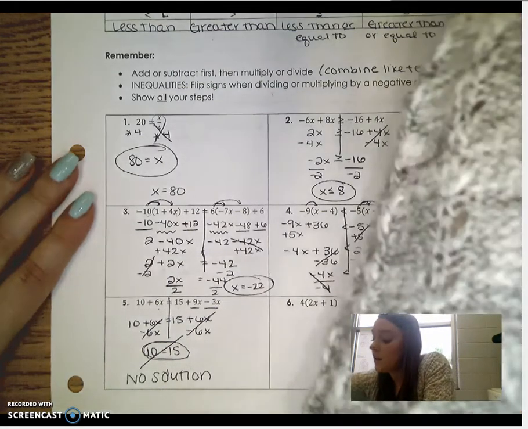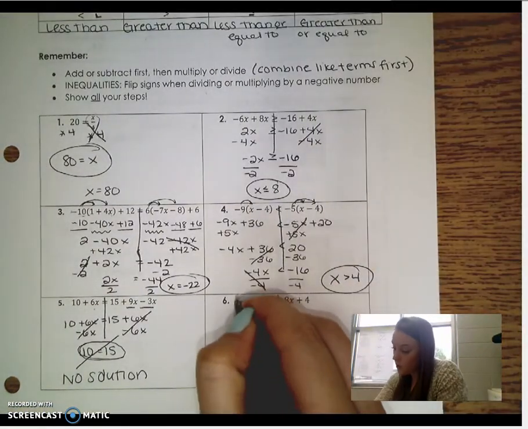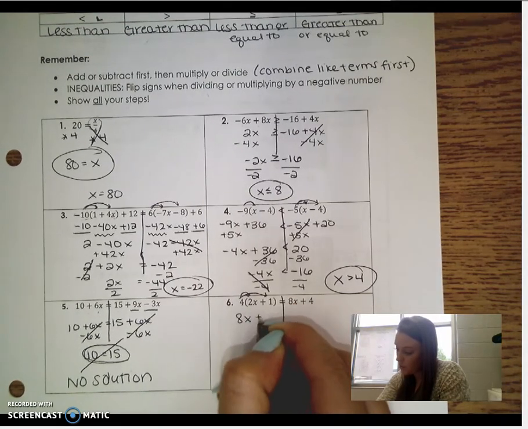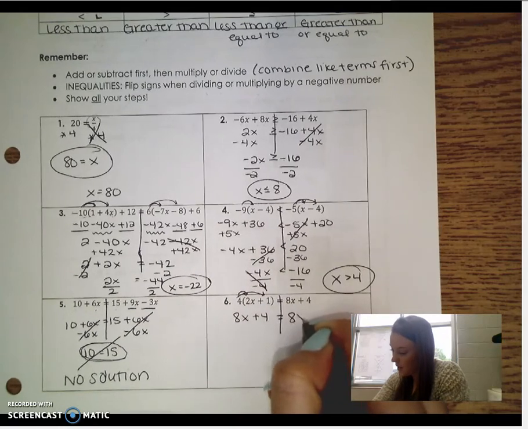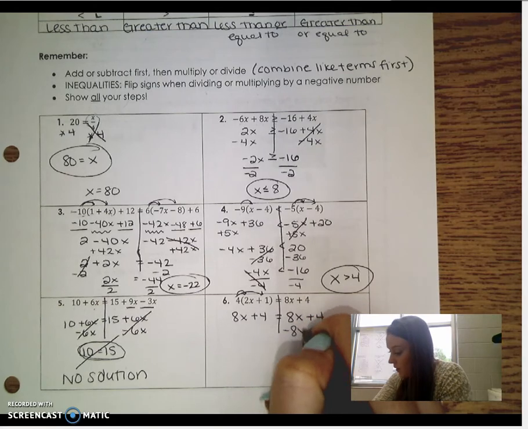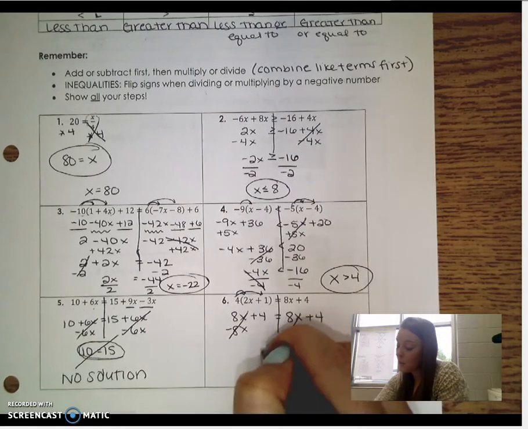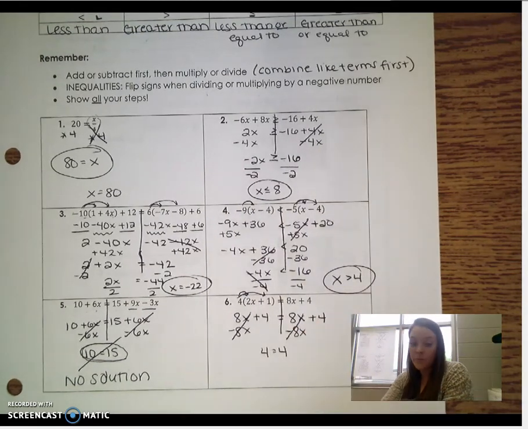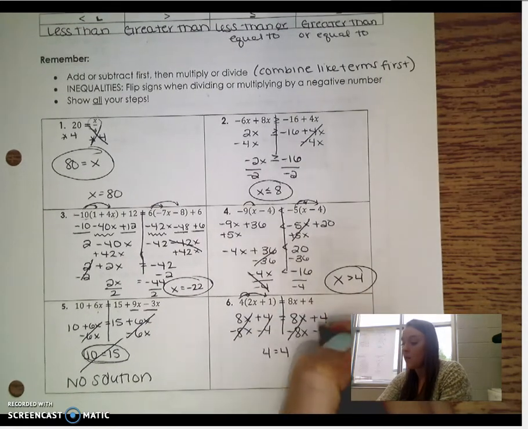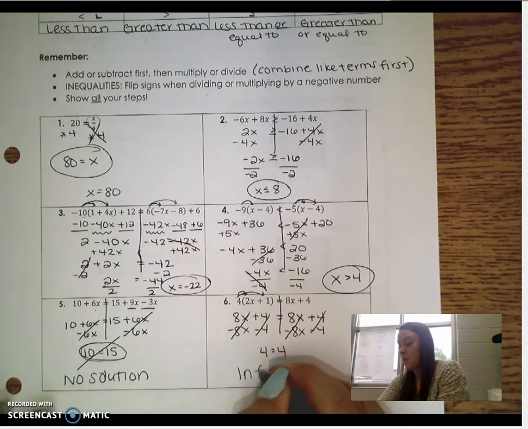On the other hand, you could have a situation like this, where we're going to distribute first. So 4 times 2x is 8x. 4 times 1 is 4, equals 8x plus 4. I'm going to cancel out my variables, subtracting 8x on both sides. Cancels out on both sides, and I'm left with 4 equals 4. Well, that makes sense. That always makes sense. And if you wanted to keep going, you could subtract 4, and that cancels out also. If everything cancels out, you have infinitely many solutions.